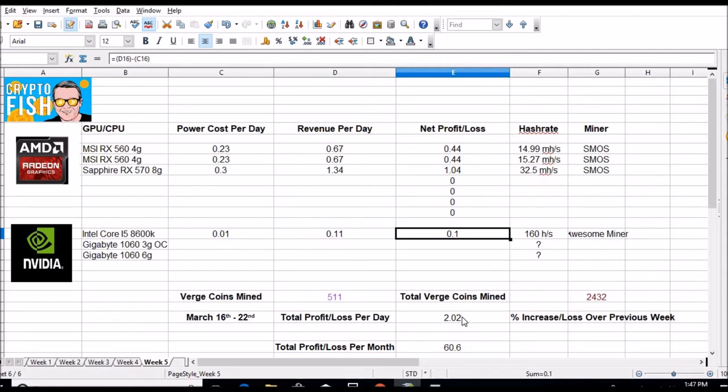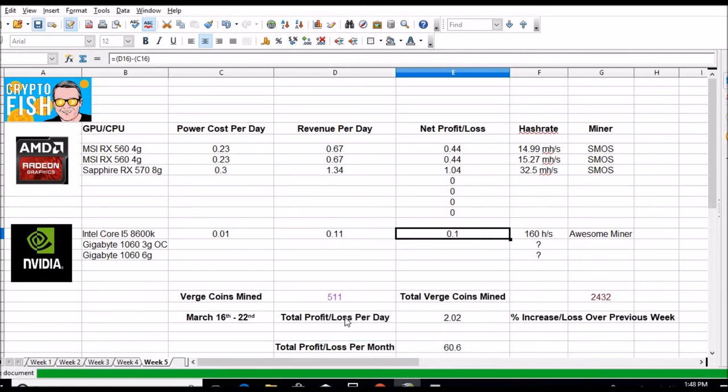So right now we're at $2.02 net after power costs and $60.60 a month net. I did add this column, hash rate. So my 560s right here, one's doing 14.99, the other one's doing 15.27 megahashes a second. And my 8 gig 570 is doing 32.5 megahashes a second on SMOS. And my CPU is doing Awesome Miner, Monero. So those are those numbers for now. Let me hit save real quick.